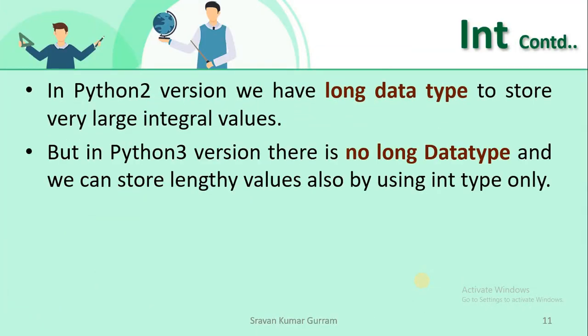As we discussed already, the major versions in Python are Python 2 and Python 3. Coming to the integer, in the Python 2 version, if you want to store a very lengthy value, you can use the long integer data type. But in Python 3, there is no long data type. You can just use the int data type. We can store lengthy values also.